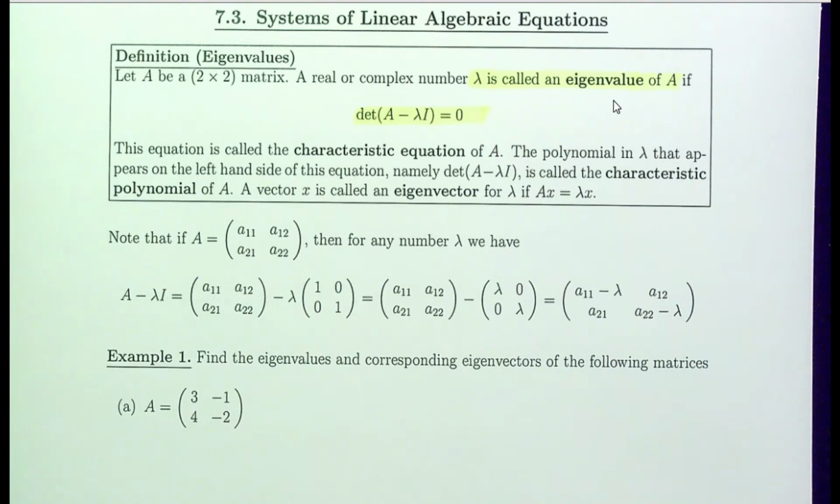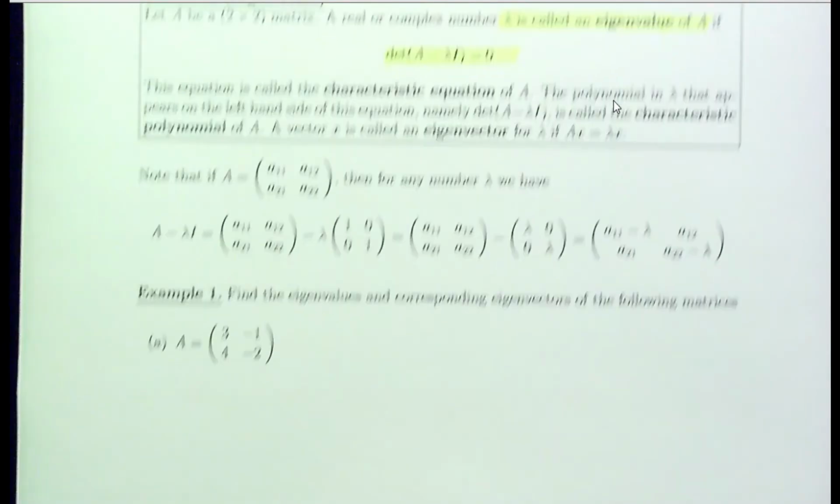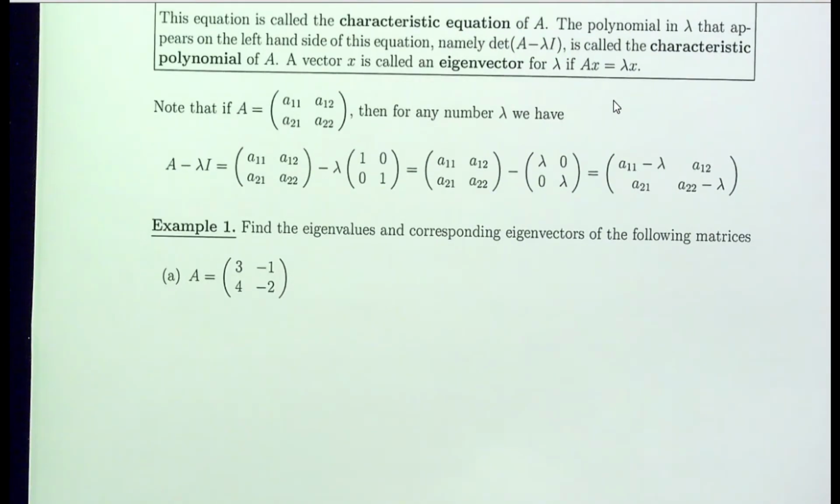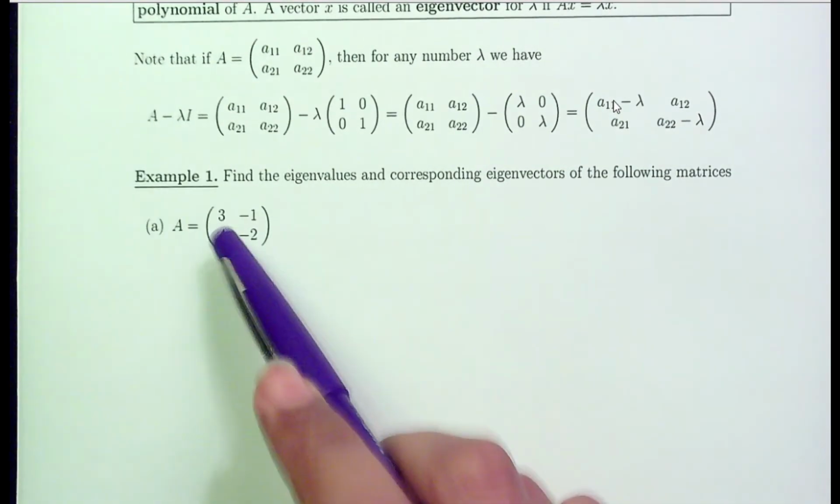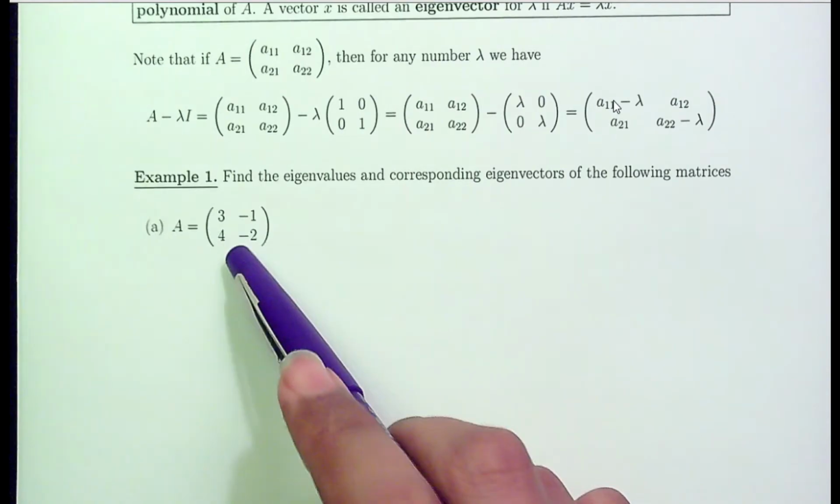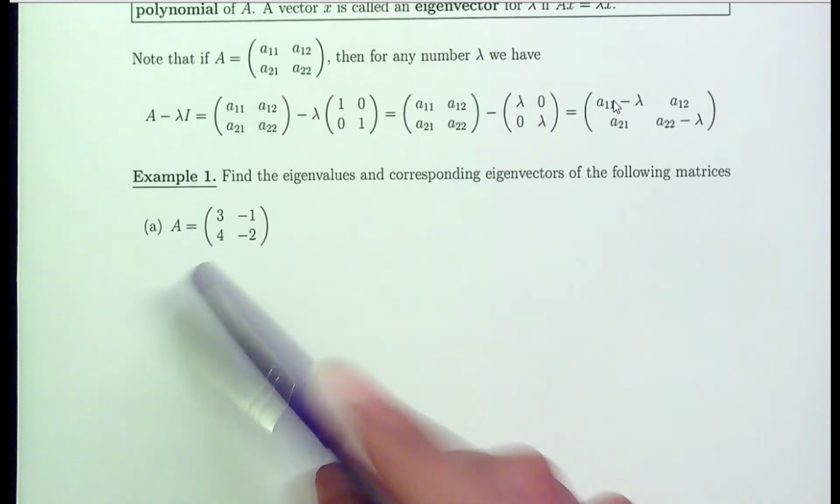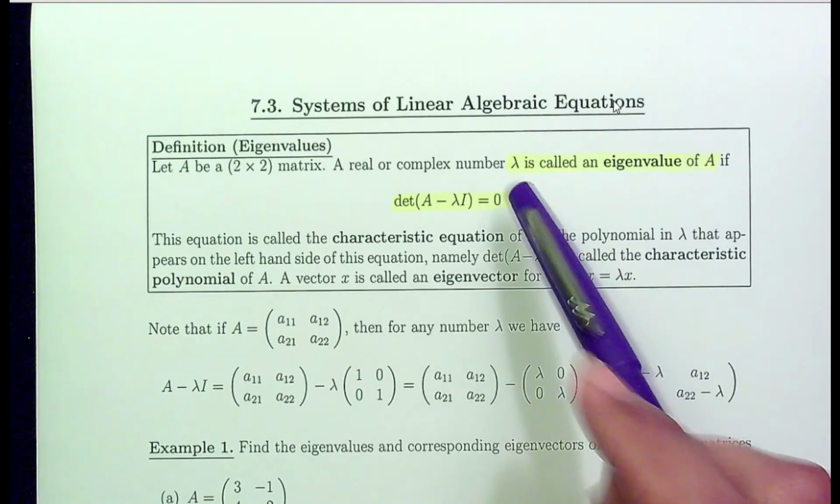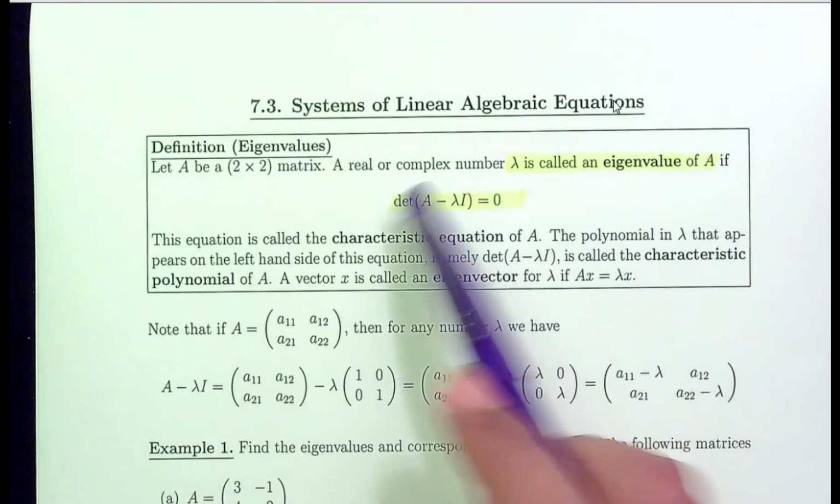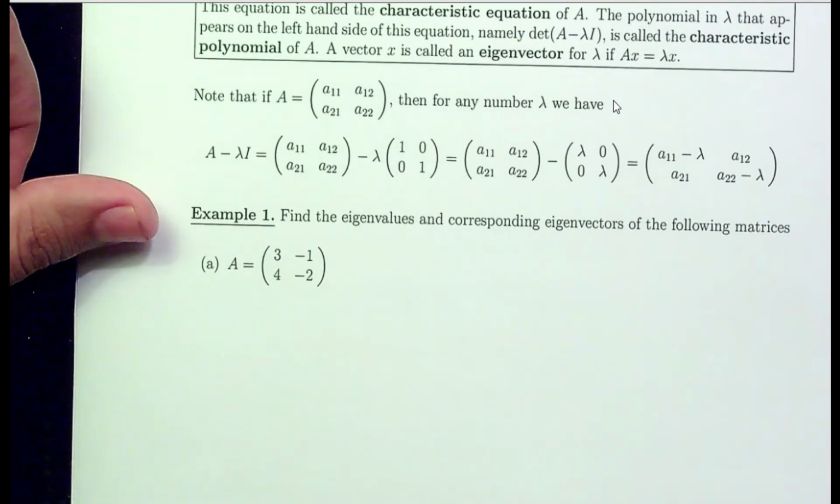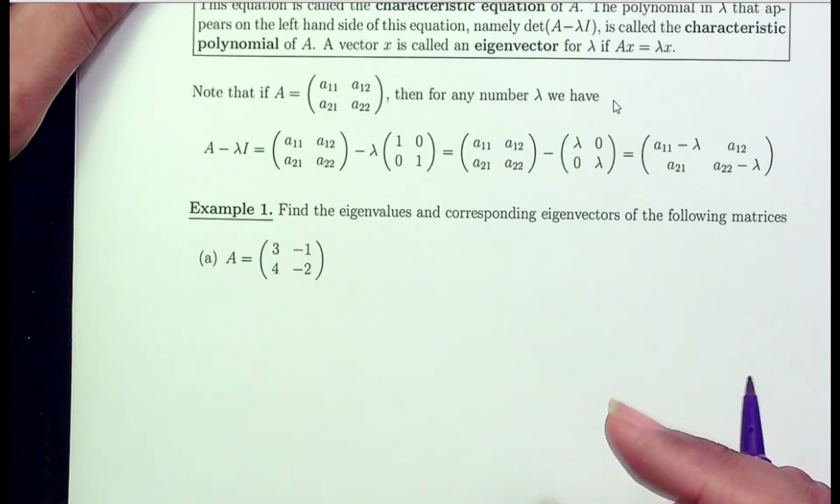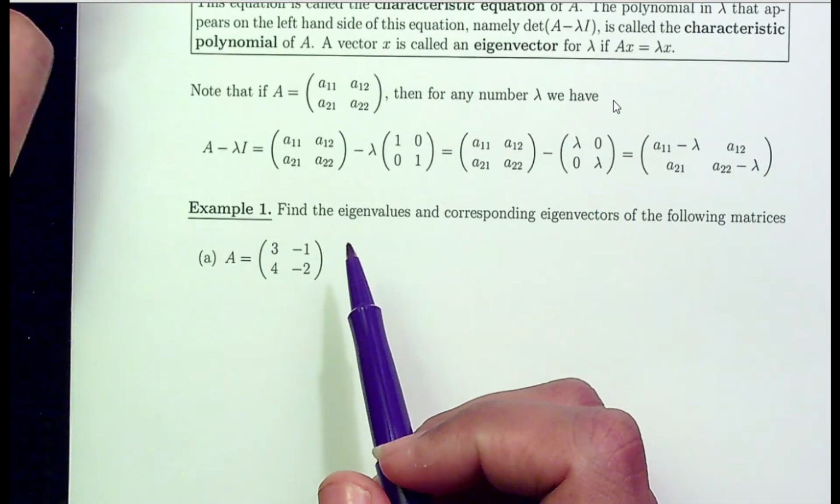All right, so let's do the first example. Find the eigenvalues, and once you find the eigenvalues, find the corresponding eigenvectors for these matrices. So start with this one. We're going to find the eigenvalues of this. That means we're going to find the numbers lambda such that the determinant of A minus lambda I equals 0. Okay, we want to find lambda such that the determinant of A minus lambda I equals 0.